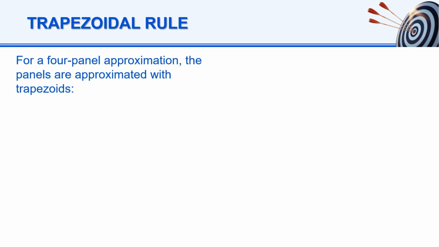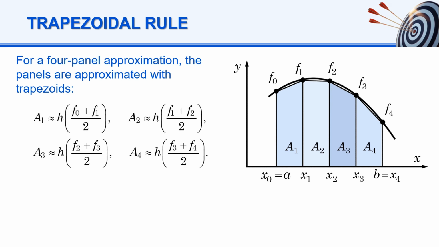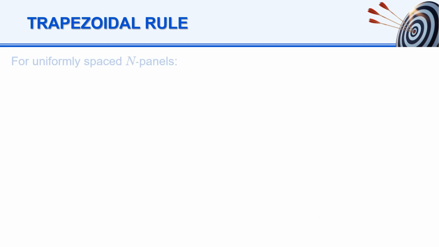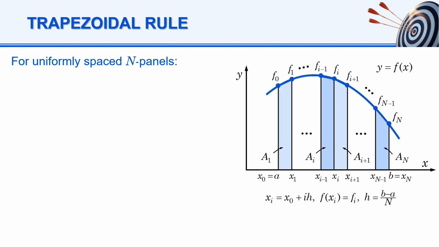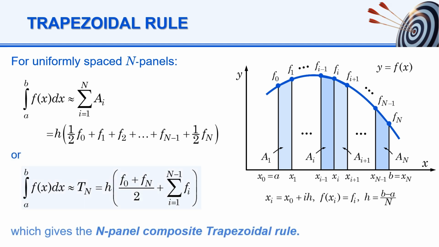For a four-panel approximation, the panels are likewise approximated with trapezoids. Substituting the approximate values gives the following simple expression. As can be seen, by doubling the number of panels, the area between the lines and the curve has decreased noticeably. For uniformly spaced end panels, we obtain a generalized expression, which gives the n-panel composite trapezoidal rule.